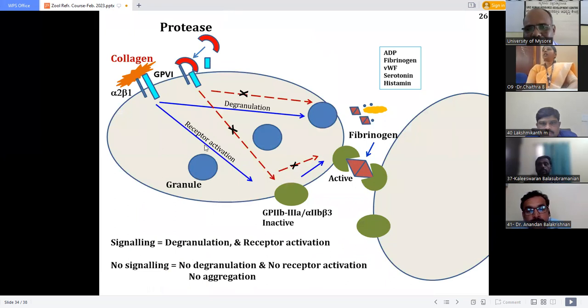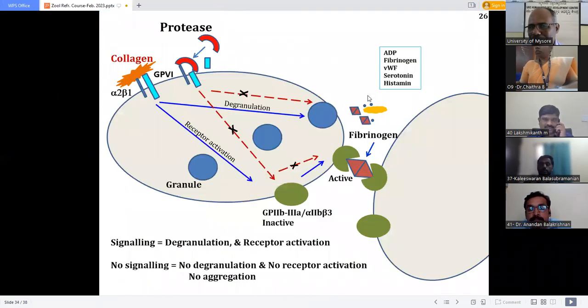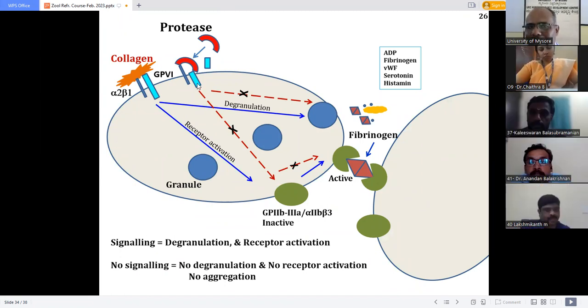So we have degranulation, we have receptor activation. But in presence of our protease, look at this, the tyrosine phosphorylation rate decreases. This we have demonstrated, okay? So it inhibits signal transduction. Eventually, we have demonstrated the binding of our protease to alpha 2 beta 1 and cleaving glycoprotein 6. So our protease prevents the collagen binding and also cleaves the collagen receptor.